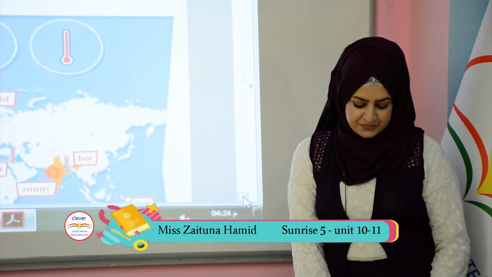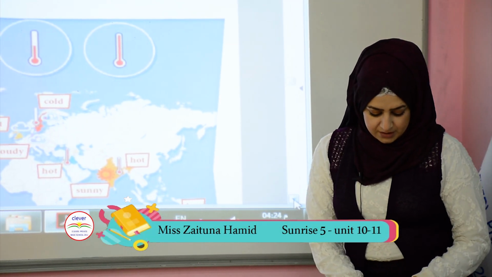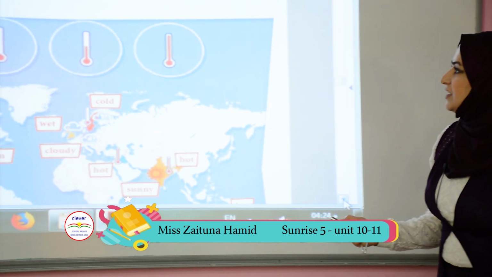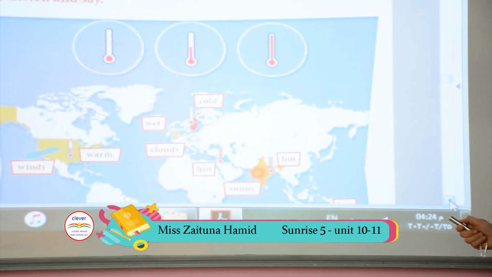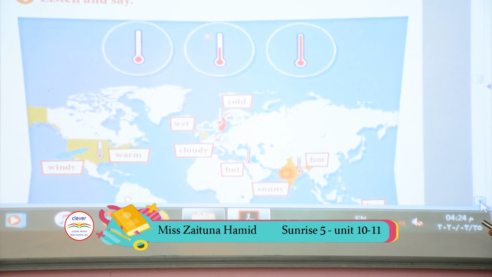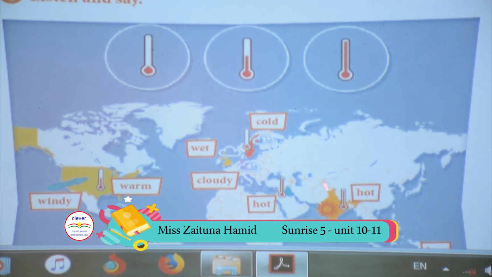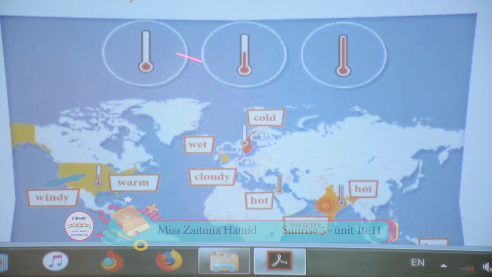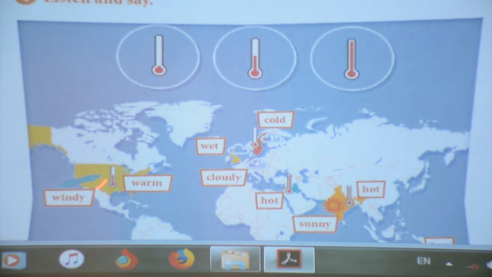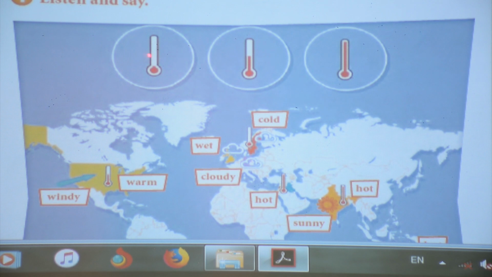Let's start, okay? So, let us start with Unit 10, Lesson 1. It's about weather. And you know, we have different kinds of weather. If you look at these pictures, for example, this one is used for cold. The second one, it's used for what? Warm. The third one is for hot.